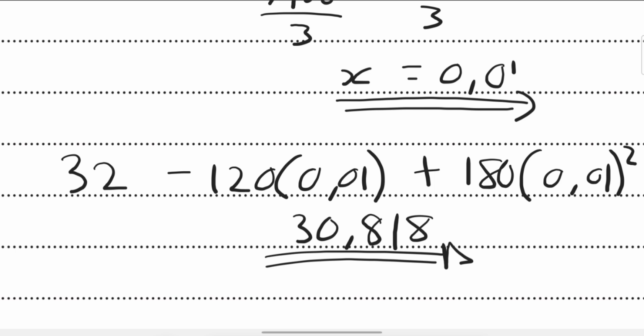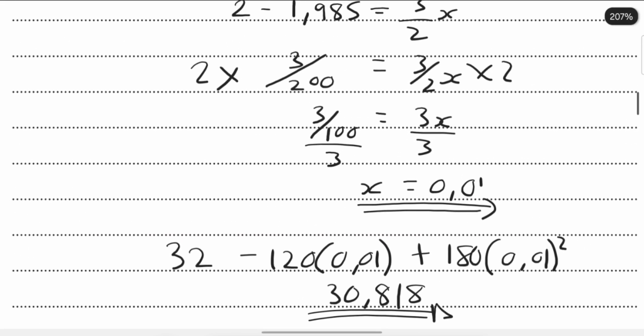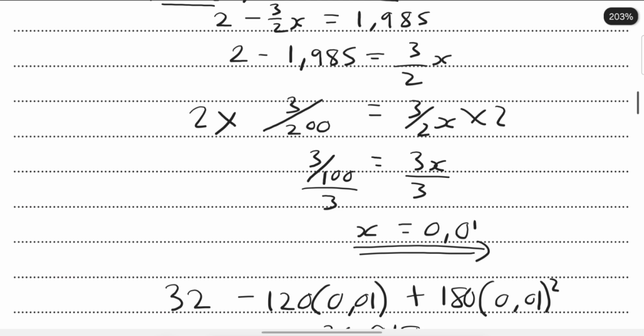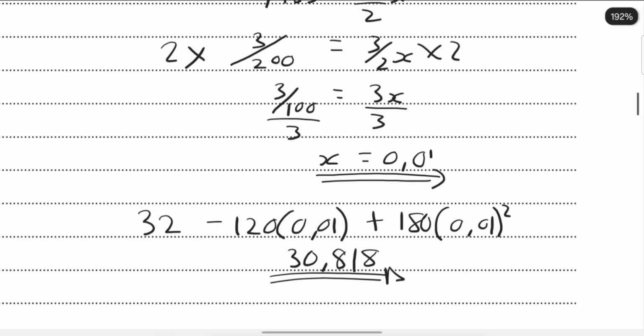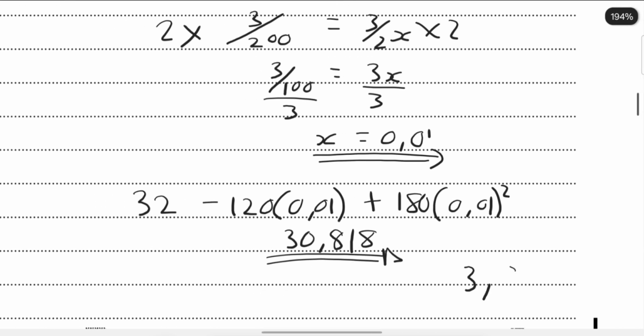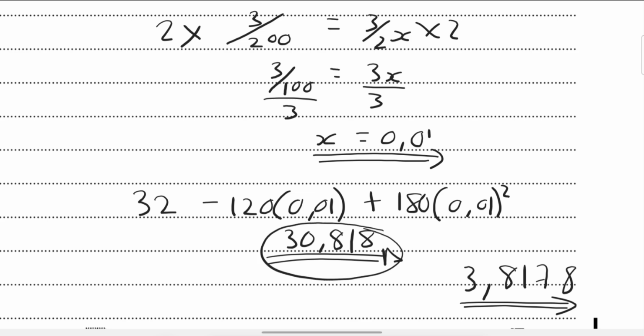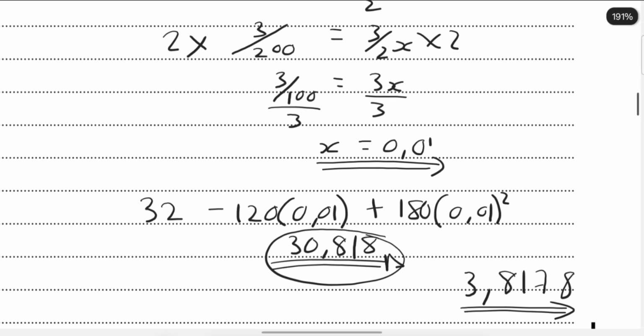So if we were to compare this with the actual value of just saying 1.985 to the power 5, it's 30.8178. So we see that our approximation is accurate, right? So this is the answer for the second part, right?